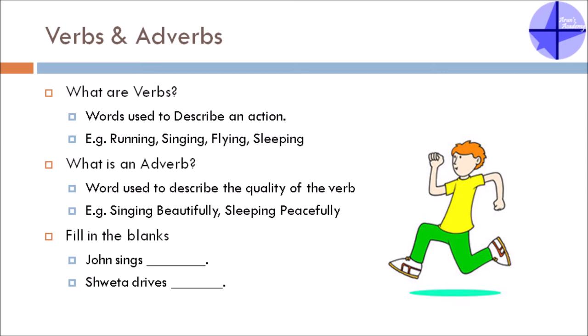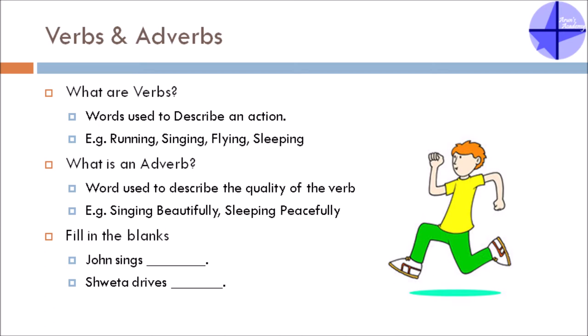So let's add qualities to the words on top. Running. Yes, you can say he is running fast. He is swiftly running. Okay. She is singing beautifully. Right, so let's move on. Singing beautifully, sleeping peacefully. Yes, peacefully and beautifully are words describing the verbs, which are singing and sleeping. And so beautifully and peacefully are what we call adverbs.